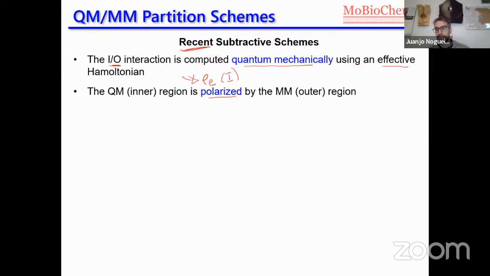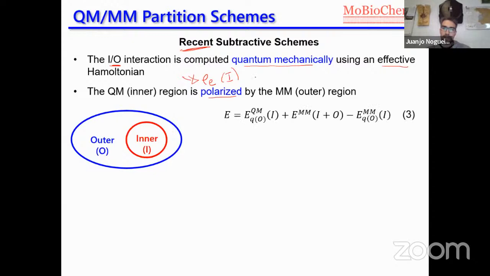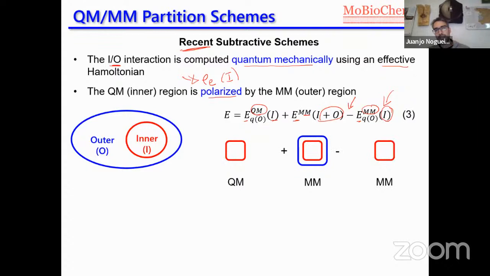So let's see the equations. This is the previous equation, right? This is the energy of the inner region at quantum mechanical level, plus the energy of the full system at molecular mechanics level, minus the energy of the inner region at classical level. Remember, we need to add this here because otherwise we would count the inner region 2 times. So this is again the graphical representation. This is exactly as it was before, but now there is a difference. This thing here means that we are including the classical charges of the outer region in the calculation. So when we compute the inner region at quantum mechanical level, we are going to take into account the classical charges of the environment.